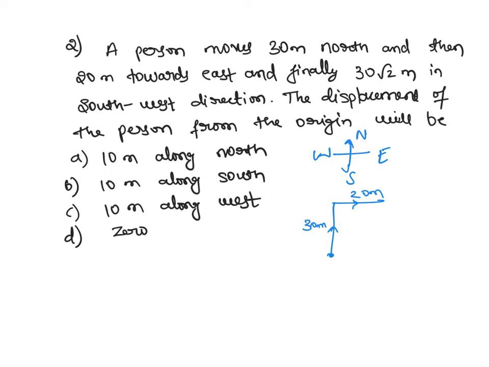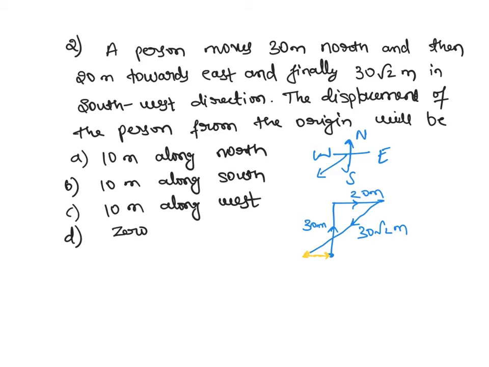After that, 30 root 2 meter in the southwest direction. Okay, southwest direction, in the sense this is the southwest direction. So he should move like this. So this is the 30 root 2 meter. Now the question is to find the net displacement, right? The displacement of the person from the origin will be? So now they are expecting this value.